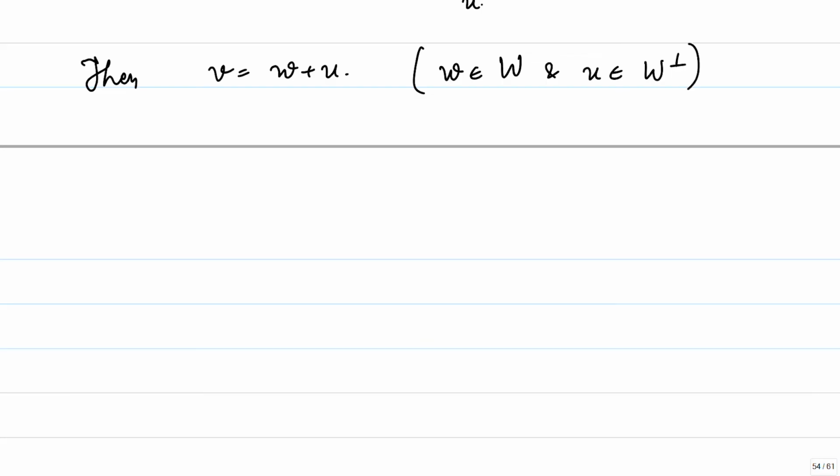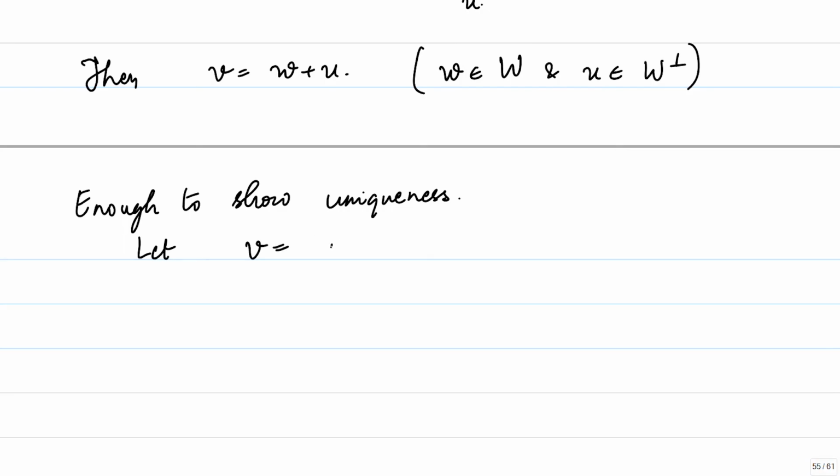So hence, given any vector, we can write it as a sum of two vectors w and u, where w is in capital W and u is in the orthogonal complement of W. So we just have to now show that this expression is unique. So it is enough to show uniqueness. Suppose we have two such expressions. So let v be equal to w prime plus u prime, where w prime is a vector in capital W and u prime is a vector in the orthogonal complement.